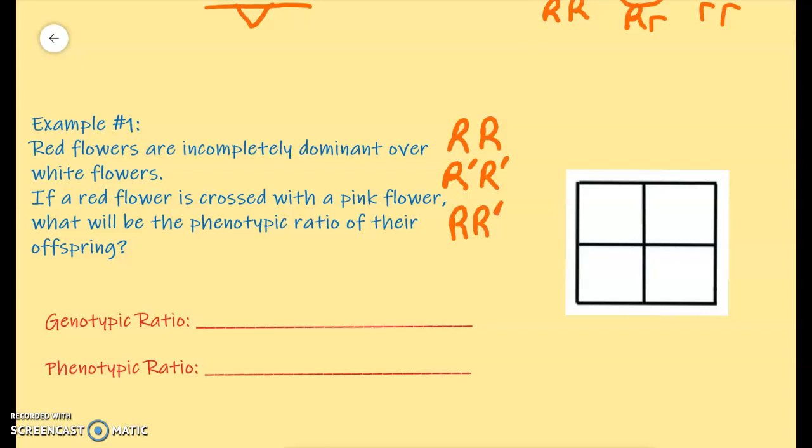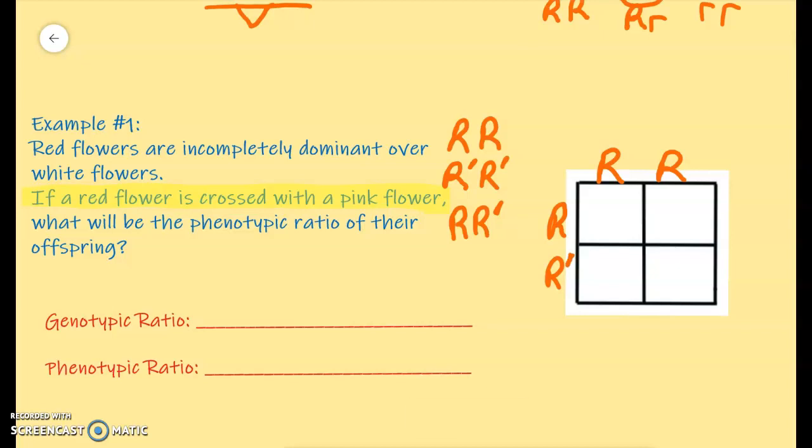So let's read the problem here and see what it wants us to do. It says, if a red flower is crossed with a pink flower. So let's write our symbolism for that. As we just said, the only way to be red is two big R's. So I'm going to do big R above a Punnett square. The only way to be pink is if you're heterozygous, so big R apostrophe.